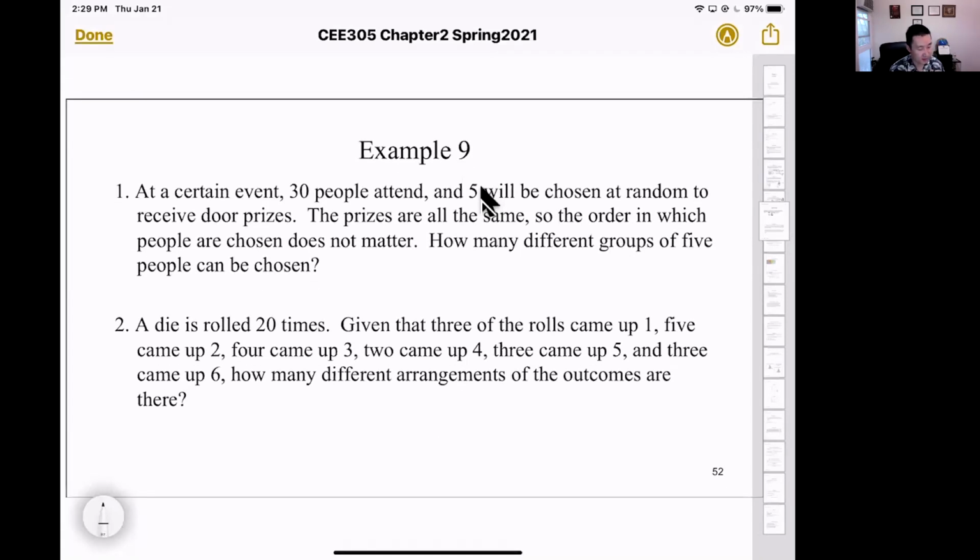Another example: at a certain event, 30 people attend, and 5 will be chosen at random to receive prizes. Here, the prizes are all the same, so order does not matter. That makes it a combination. How many in total? 30. How many to choose? 5. So it's C(30, 5). These two questions tell us directly that order does not matter.